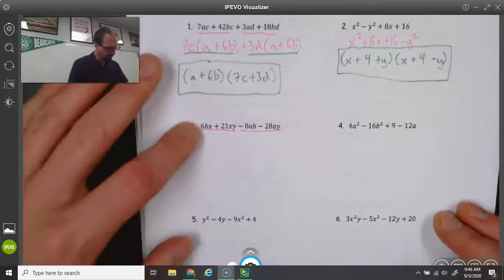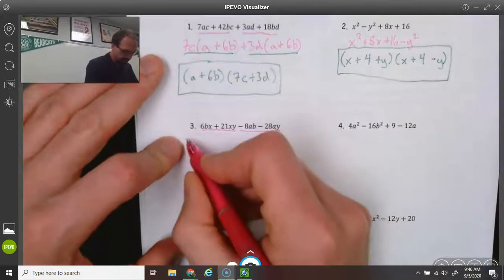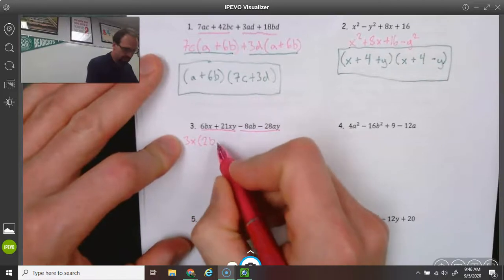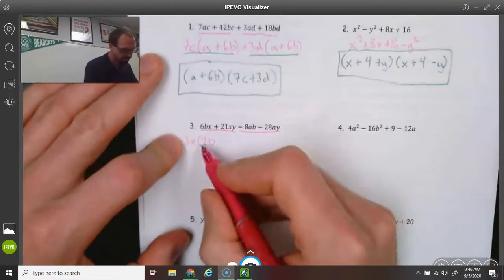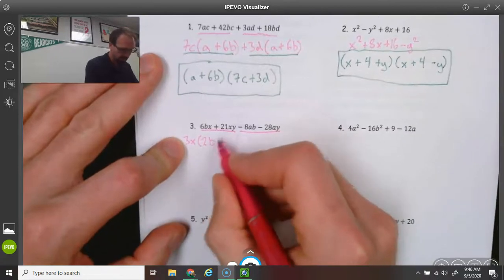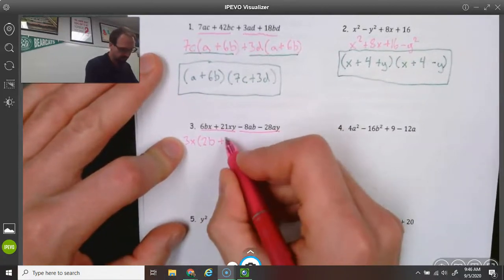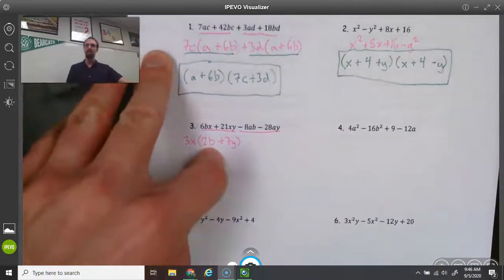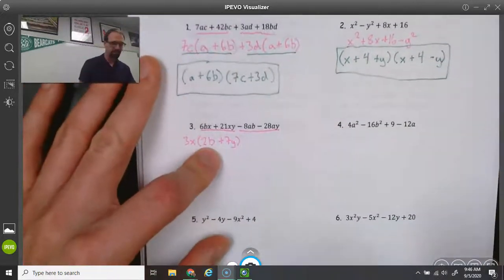So if I factor out, let's see, looks like a 3 and an x from this first one. And then I'm left with 2b, and then 3x, and then 21xy. So that gives me, if I divide those, 21xy divided by 3x, I get 7y. So again, I need to end up with 2b and 7y in parentheses in my next one.